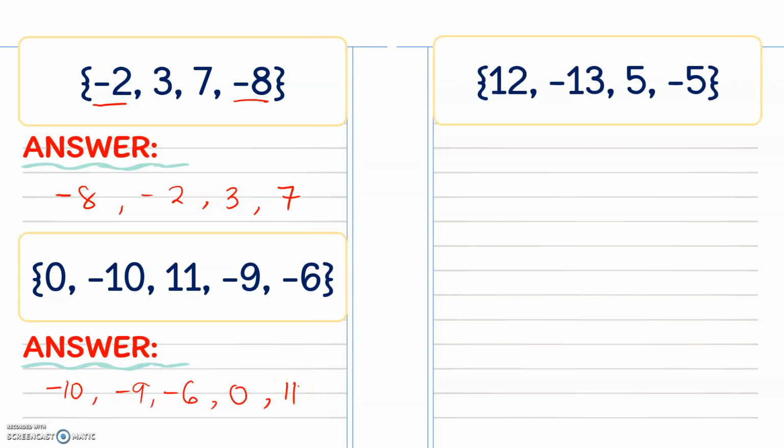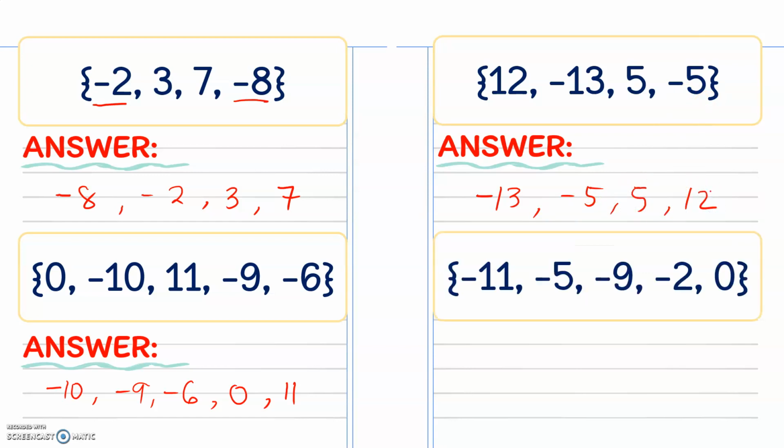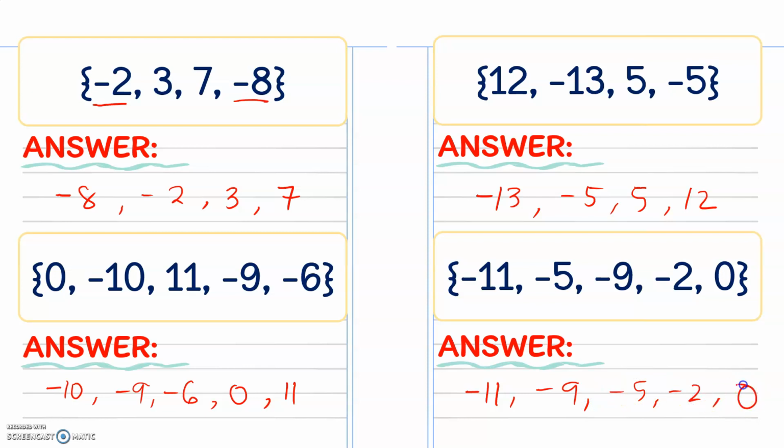Next, 12, negative 13, 5, and negative 5. Again, we're arranging in increasing order, so we'll focus on the negative integers first, and negative 13 is lesser than negative 5, then 5 is lesser than 12. Next, we have negative 11, negative 5, negative 9, negative 2, and 0. Negative 11 is further from 0, followed by negative 9, then negative 5, negative 2, and 0.